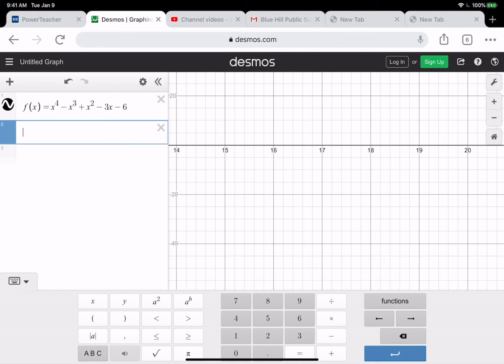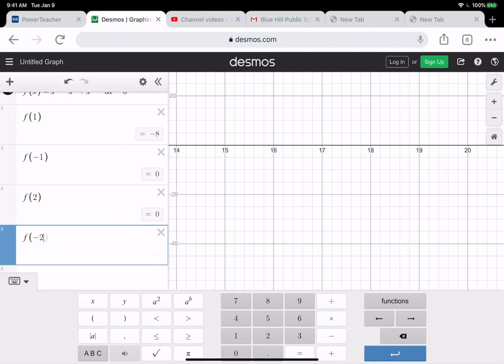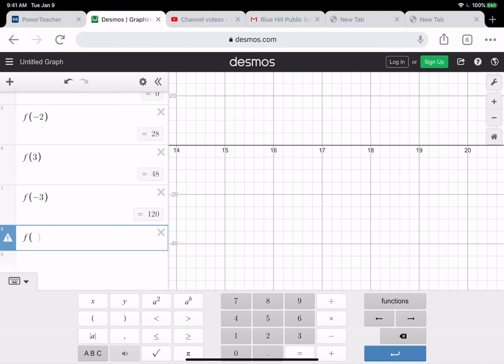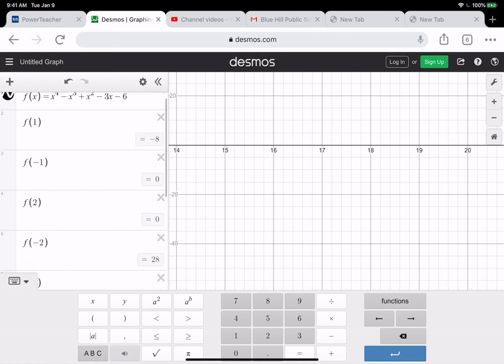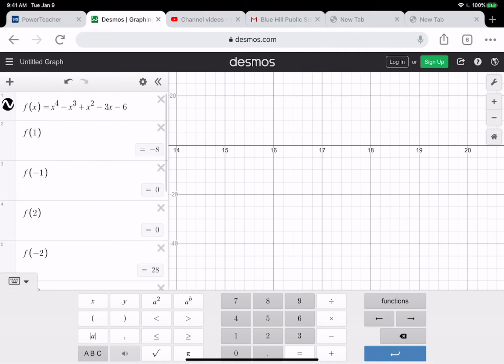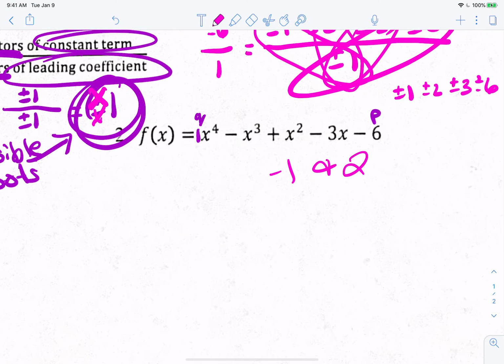Because I've named it f of x, now I can say f of 1, f of negative 1, or you can just look at the graph. f of 2, f of negative 2, f of 3, f of negative 3, and f of 6, and f of negative 6. Okay, now which ones of those work? Negative 1 and 2. The other ones do not come out as zeros, yeah? So negative 1 and 2 are two of my answers. The other ones do not work.